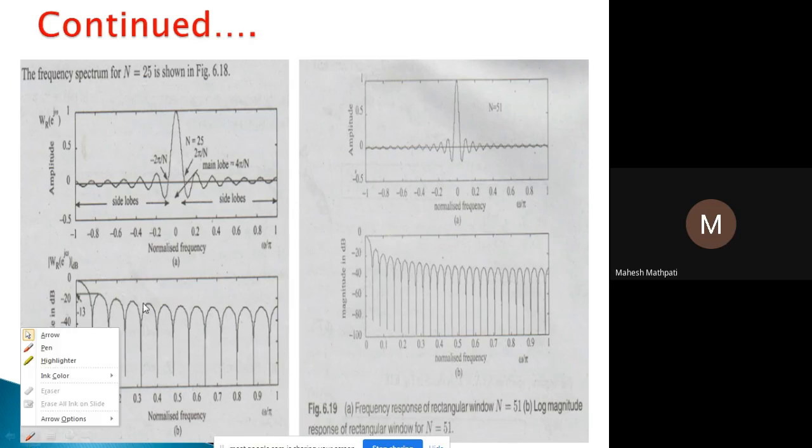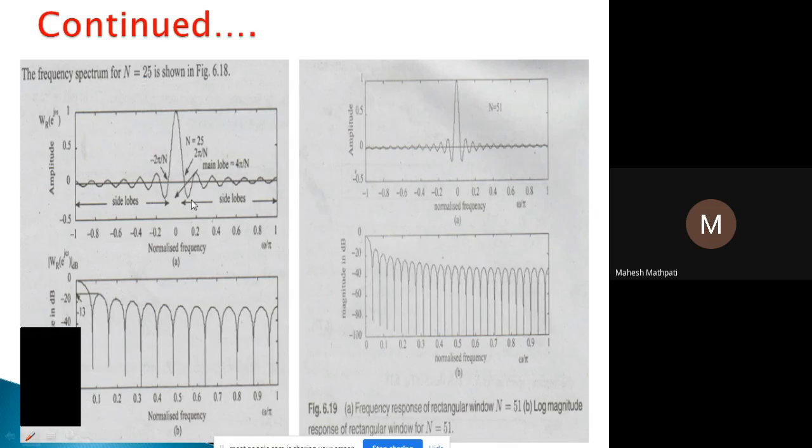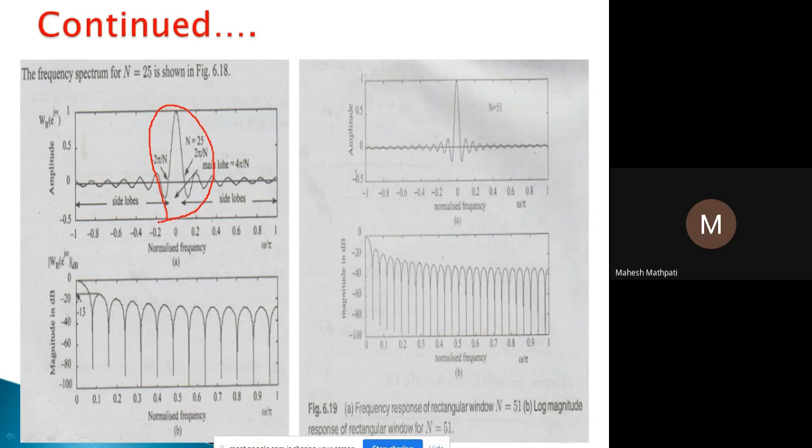ठीक है, तो ये आप इसको जो हम मेन लोब बोल रहे हैं ना यहाँ पे, so if you look at into this part, so this is what the main lobe for the n equals to 25. ठीक है, तो यहाँ पे अगर आप ऑब्जर्व करेंगे, this is the main lobe for n equals to 51. तो क्या डिफरेंस आ रहा है आपका? मेन लोब का साइज कम हो रहा है, राइट? The width of the main lobe is reduced as the value of n is increasing.